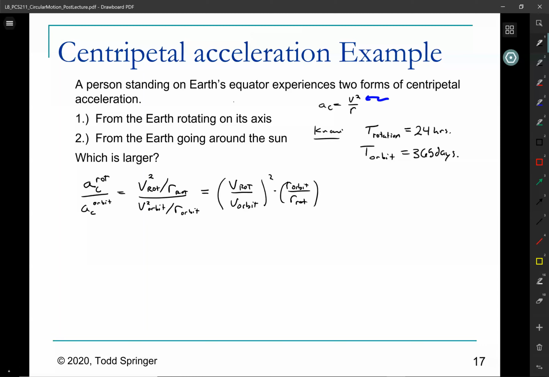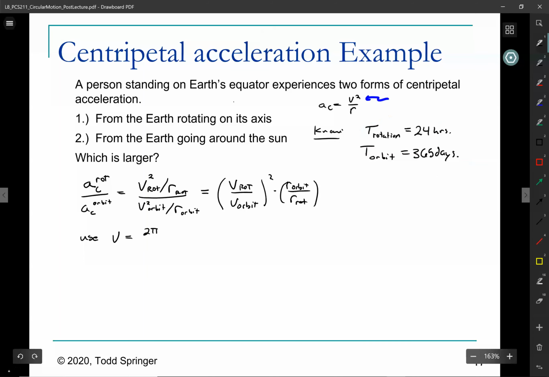Now, I don't really know the velocity of the rotation. I mean, I could figure it out, but let's be a little bit faster about it. I'm going to use here v is equal to 2 pi r divided by the period, right? Because I know the period of each of those.